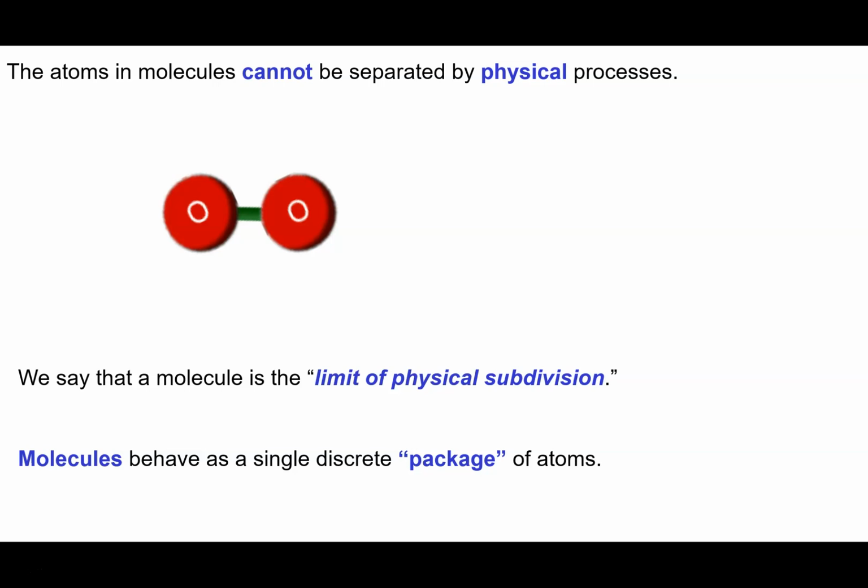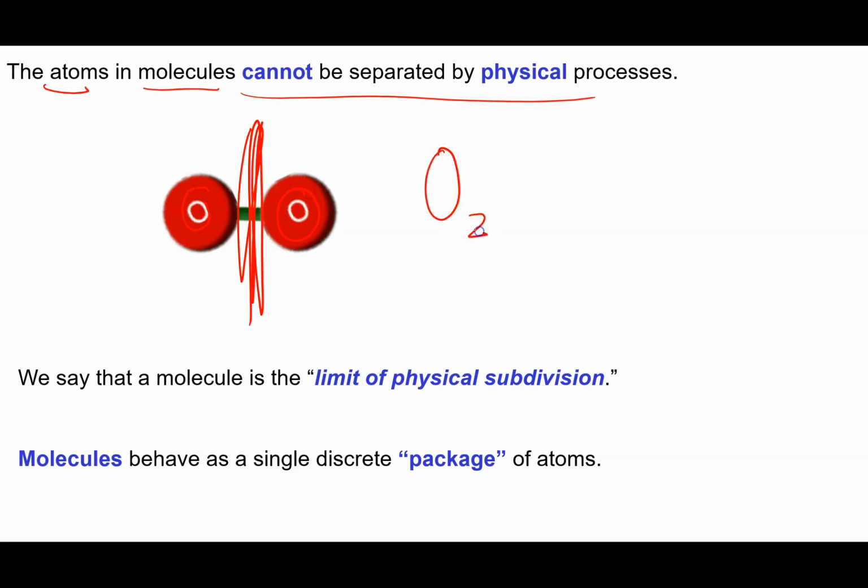Now, it's important to recognize that the atoms that are in molecules can't be separated by physical processes. We have to break the chemical bond between the atoms in order to separate them. And I also hope that what you realize in this example here, this is an O2 molecule, is that the atoms can be of the same type or they can be different from one another.